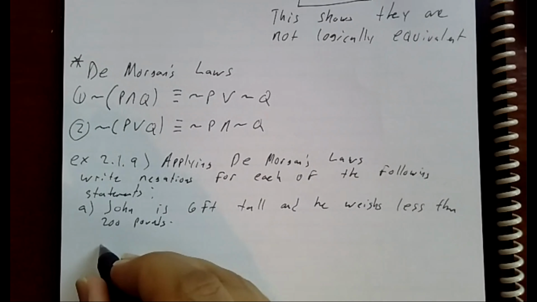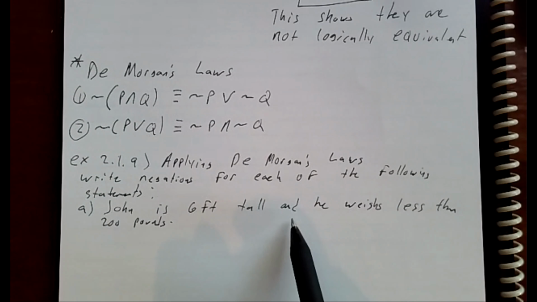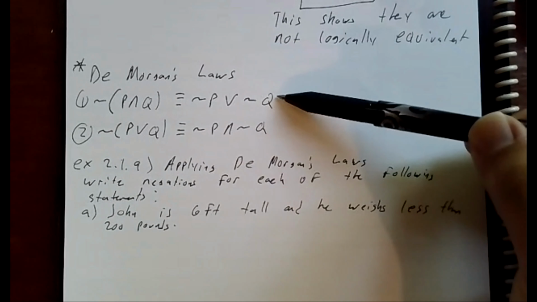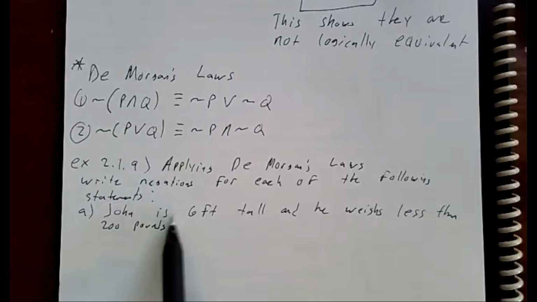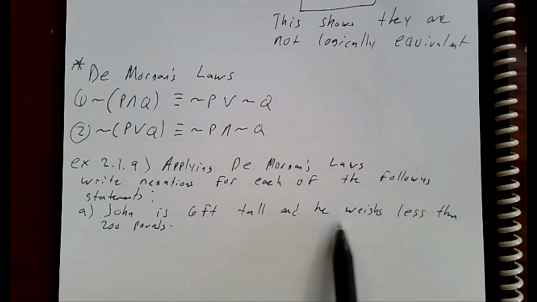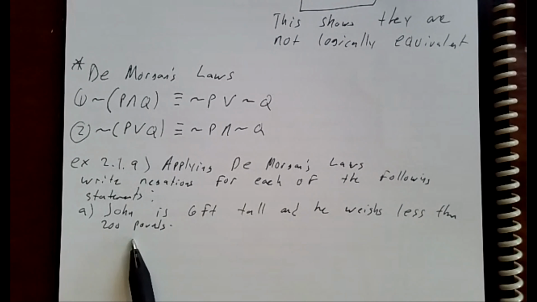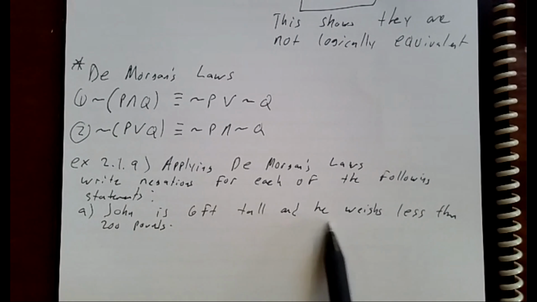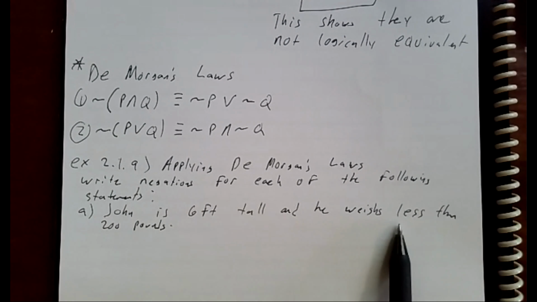It's close. We have to negate the and statement as well, right? So that becomes or. So De Morgan's is telling us to negate the statement. So P is what you said, John is 6 feet tall. Q is he weighs less than 200 pounds. So this would be John is not 6 feet tall, or how do we negate this guy? He does not weigh less than, he weighs more than 200 pounds.